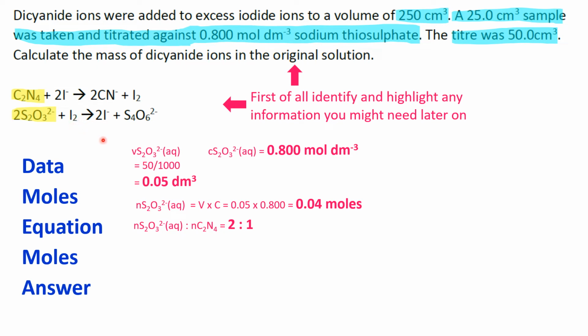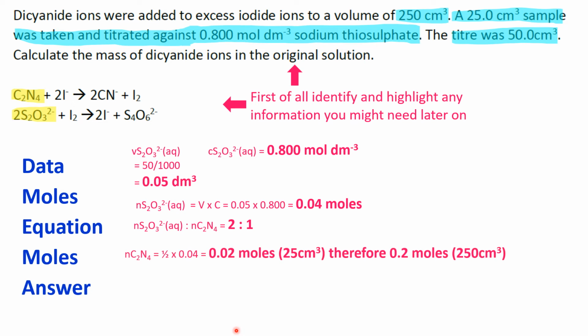The iodine comes from the reaction of dicyanide with iodide. So coming out the other way around, 1 mole of C2N4 reacts with 2 moles of iodide ions to make 1 mole of iodine molecules, which then go on to react with 2 moles of 2S2O3. So combining those two equations, you can see there's a 2 to 1 mole ratio.